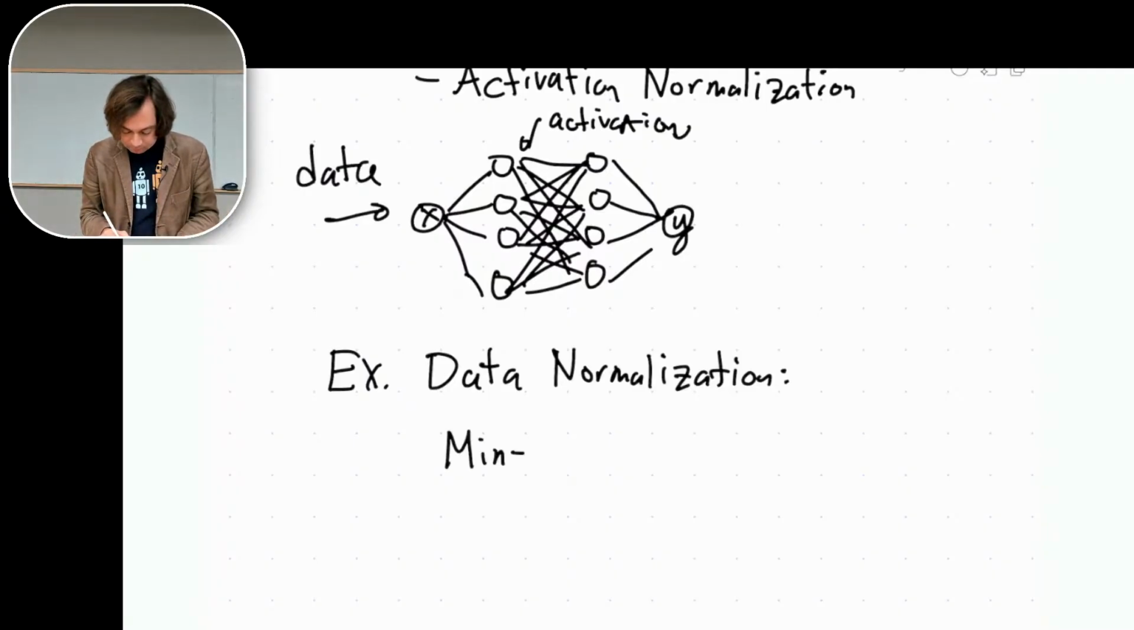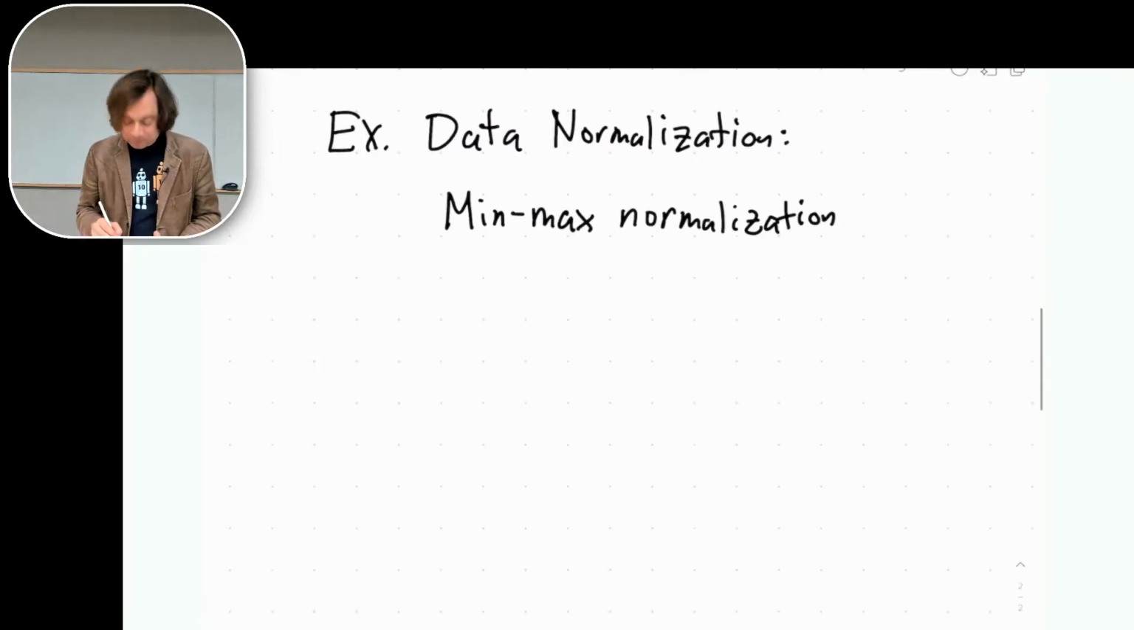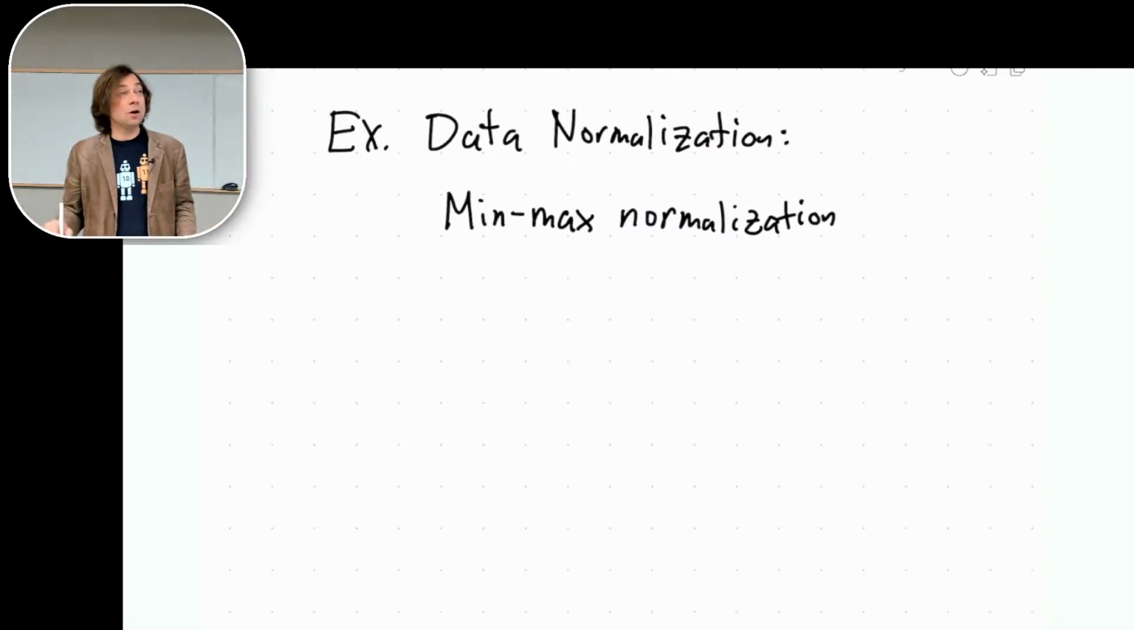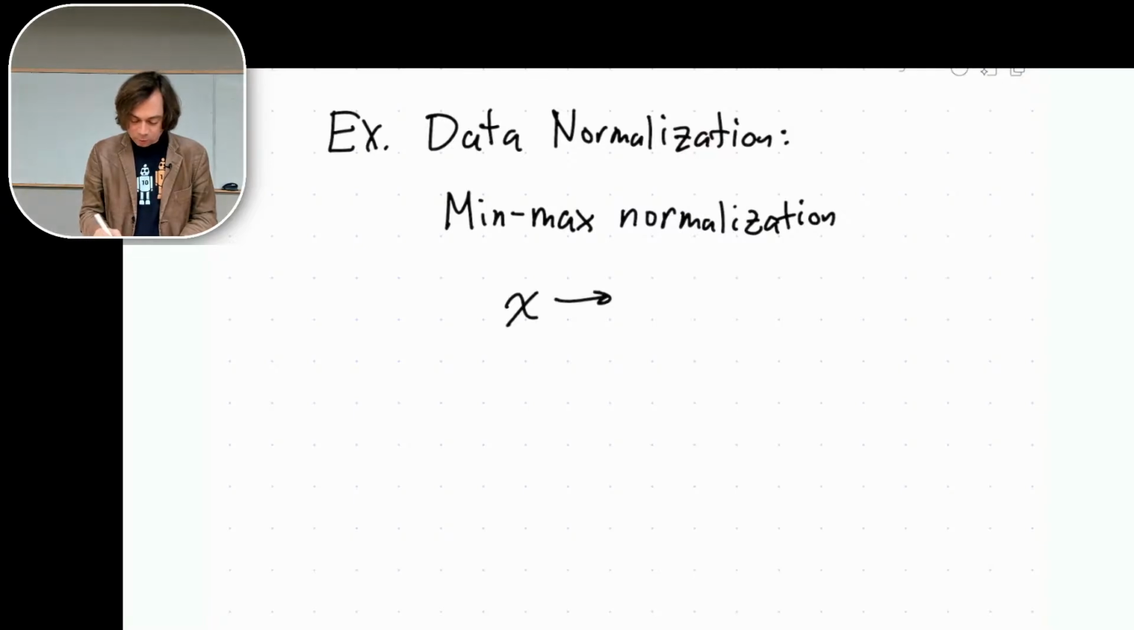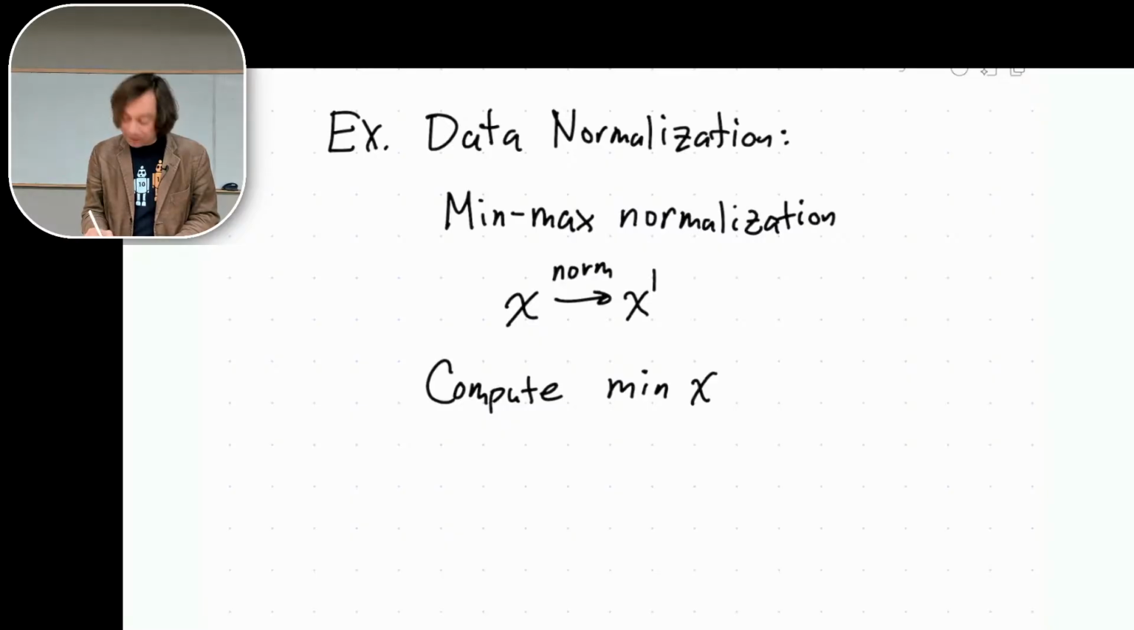Simplest one is min-max normalization. So if you want to take some data point X and normalize it to some X prime, you would compute the minimum value of X and the max value of X.